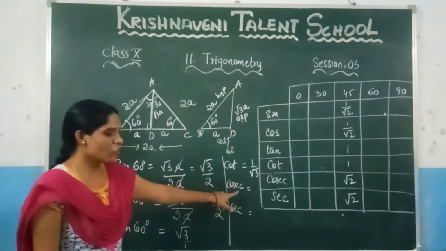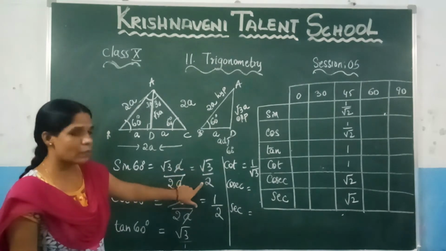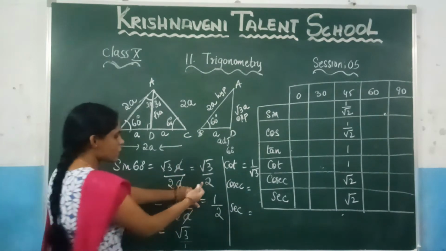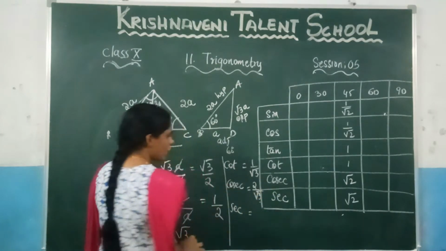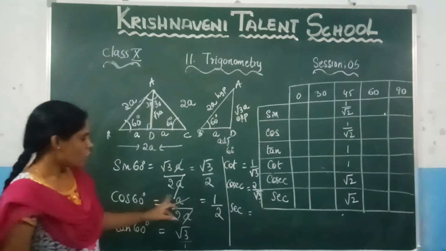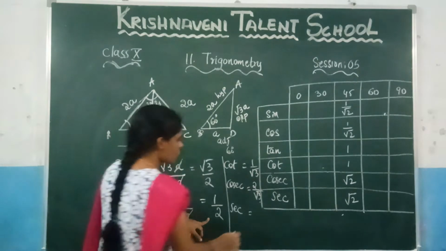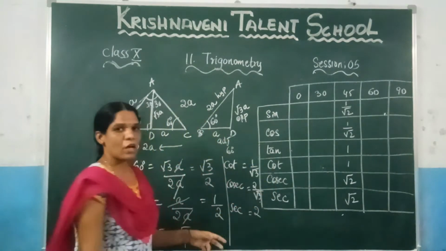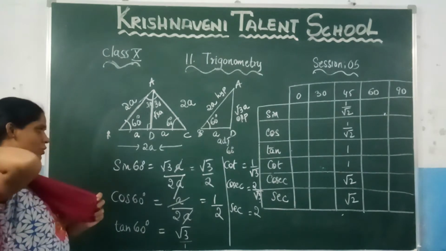And the reciprocal of cosecant is sine. So here the sine value is root 3 by 2. What is the reciprocal? Which is nothing but 2 by root 3. Right? And what is the reciprocal of secant, which is nothing but cos? What is the reciprocal of 1 by 2, which is nothing but 2 by 1, which gives you here 2. Now we have calculated all the 60 degrees values, trigonometric ratios.